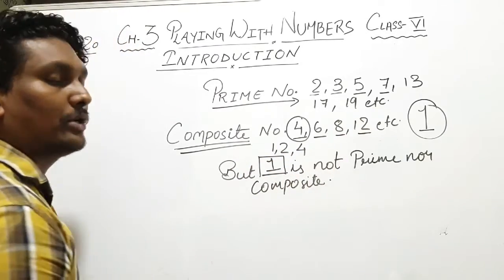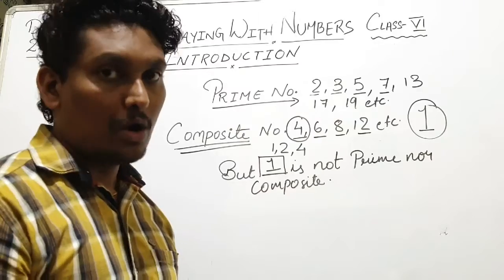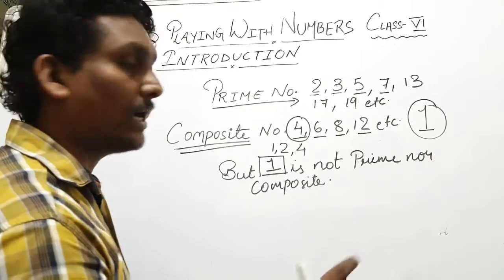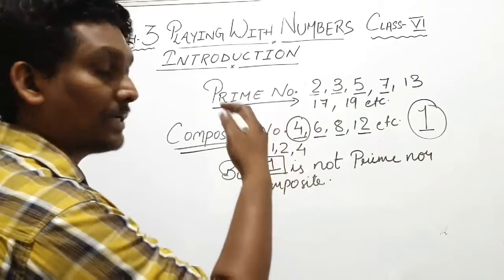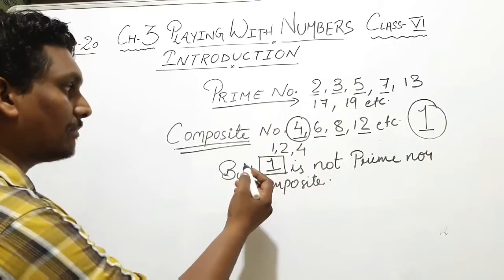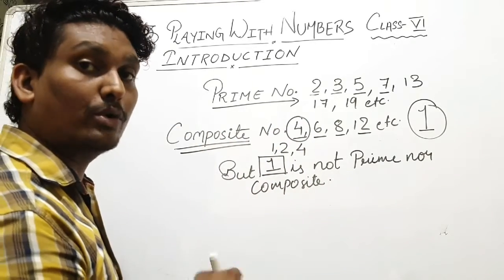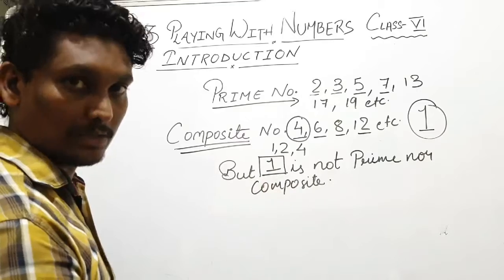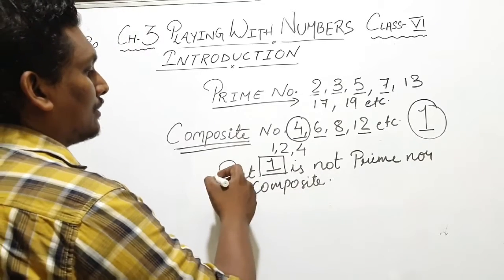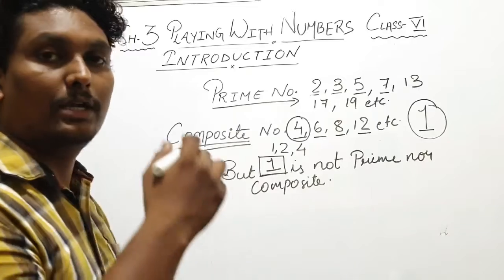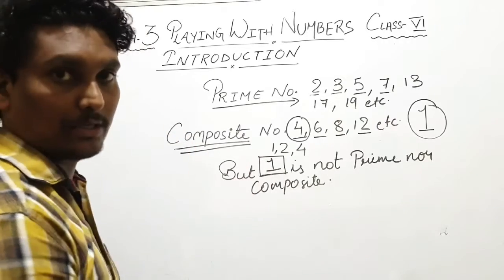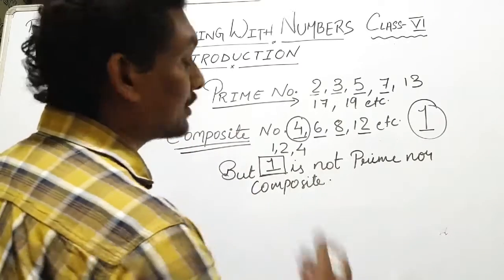So this is all about prime and composite numbers. Hope it is clear to you. Once again I am telling you, prime numbers are those numbers which come in the table of 1 and the number itself. Composite numbers are those numbers which have more than 2 factors, coming in different tables, right? And the most important thing, 1 is not a prime number nor a composite number, right? So just go through it.